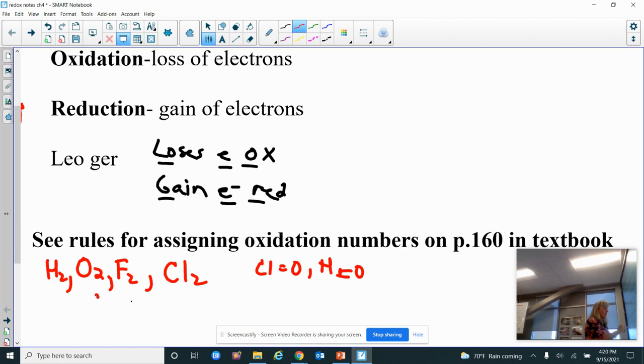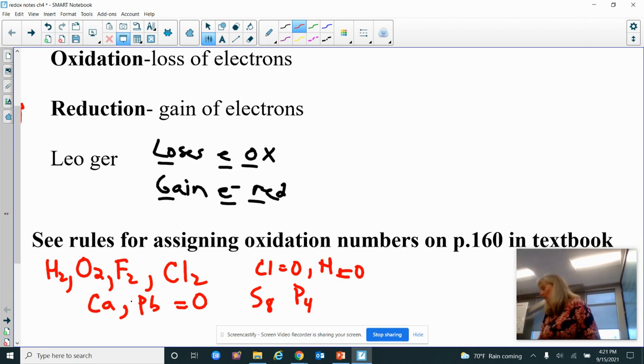Also, for all metals, when they are not ions, so they're just in their naturally occurring state, like calcium or lead or whatever, it has an oxidation number of 0. Okay, anything in its naturally occurring state. Sulfur naturally exists as S8, phosphorus naturally exists as P4. In those, the oxidation number is 0.